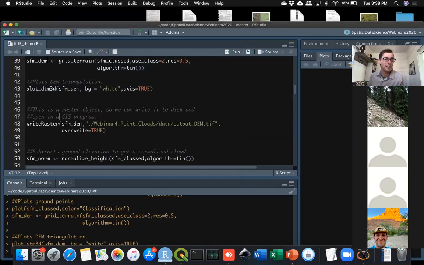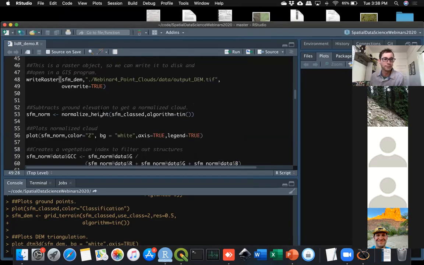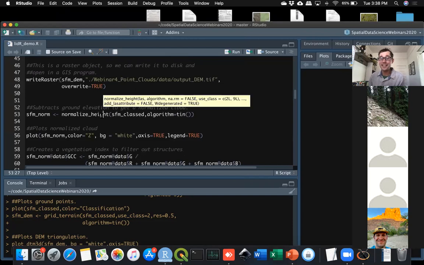This SFM DEM is actually a raster object. So if I use this line of code, I can write that to a file and then open it up in a program like QGIS, just like any other raster data set. Okay, so that's DEM generation. There's a lot of potential detail there, but I'm going to move on to the next step.